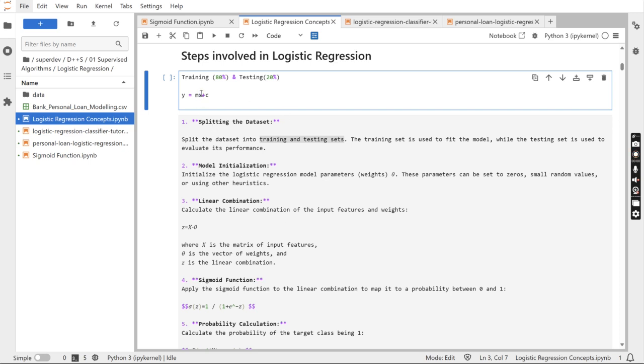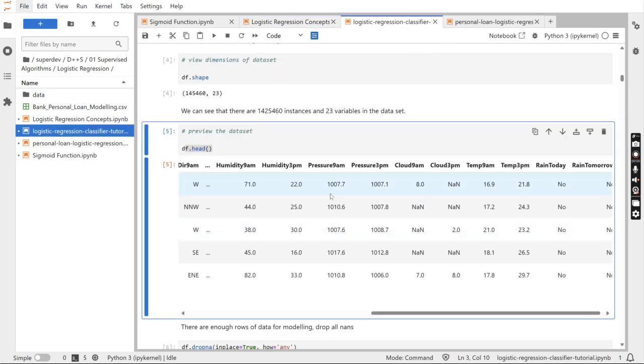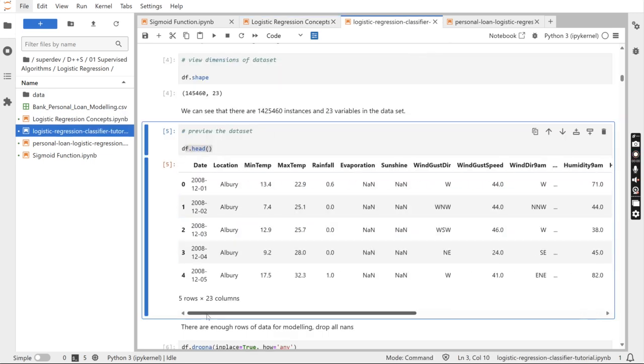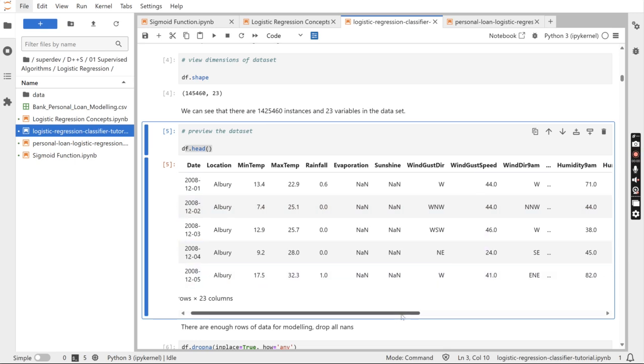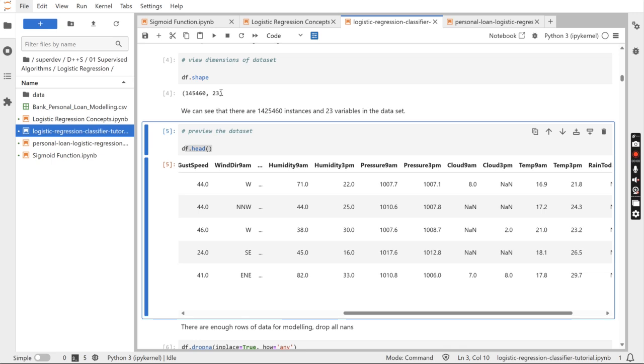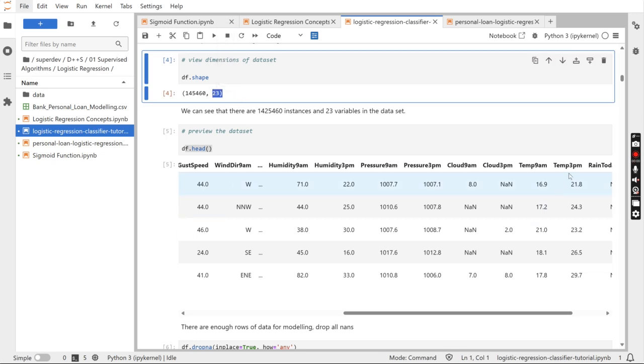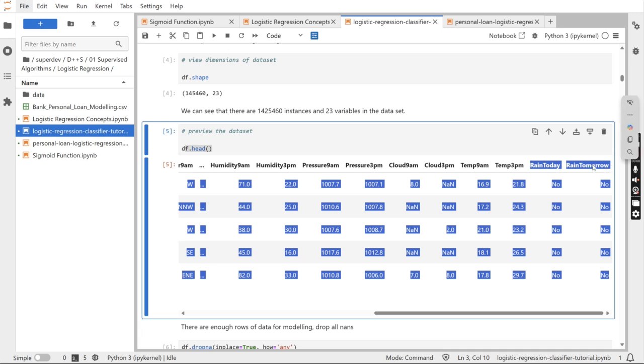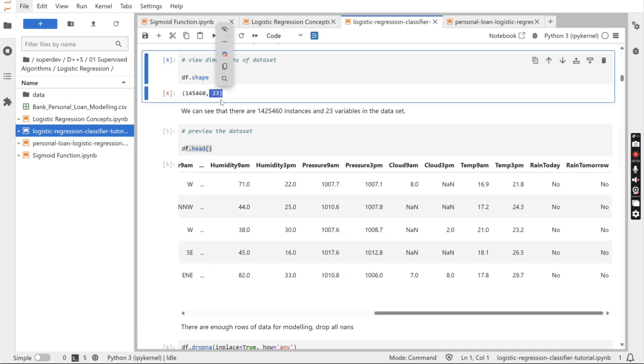X values means you already know x1, x2, x3, x4. Each column is an x: this is x1, this is x2, x3, x4, x5, x6, x7, x8. How many columns does this consist of? 23 columns. Out of those 23, one should be y, so 22 remain. Out of 22 you leave the date, we don't consider the date, so 21 are x values here.